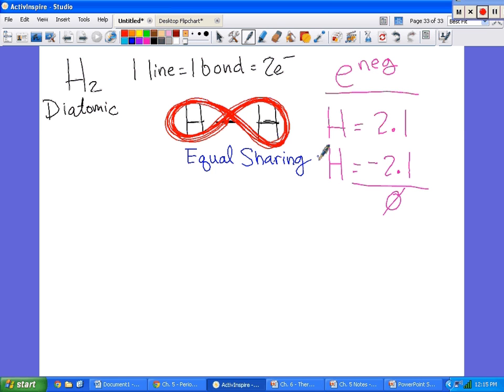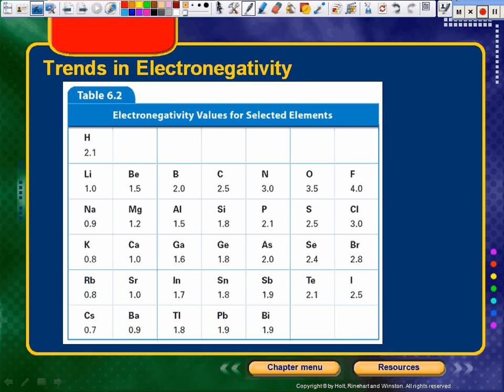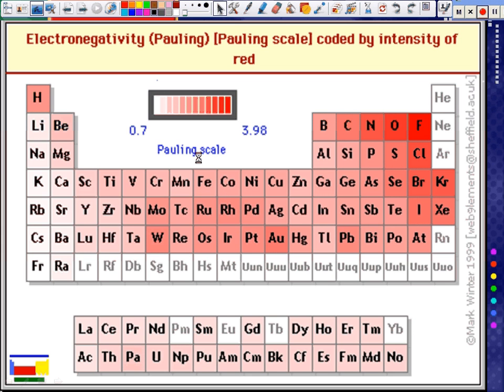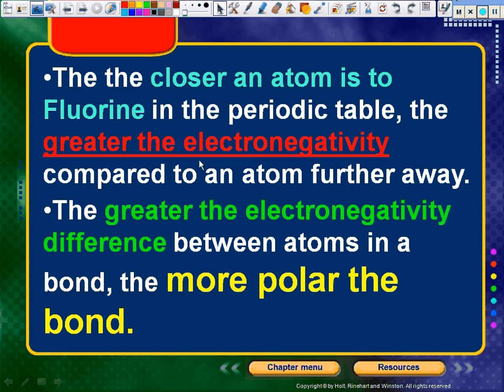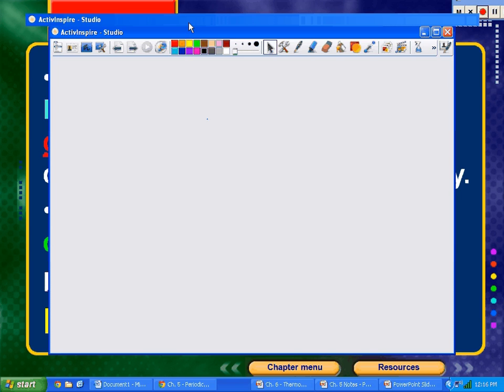A minute ago, the last bullet that we covered, the slide right above this, we said the greater the difference between atoms in the bond, the more polar the bond. Is there any difference in electronegativity values? So we would not call this molecule polar. What will we call it? Non-polar.